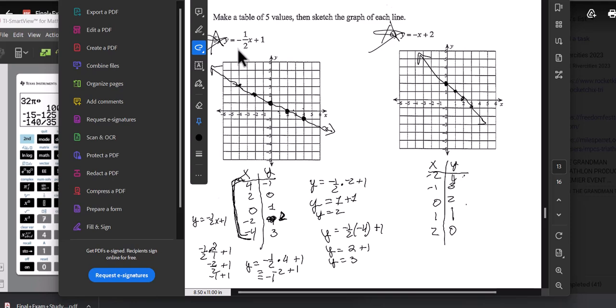Alright, so negative 2, 4. Negative 1, 3. 0, 2. 1, 1. And 2, 0. Oh, right. So how do I already have this drawn? It's because I already had it drawn, because I did it ahead of time. Yes.